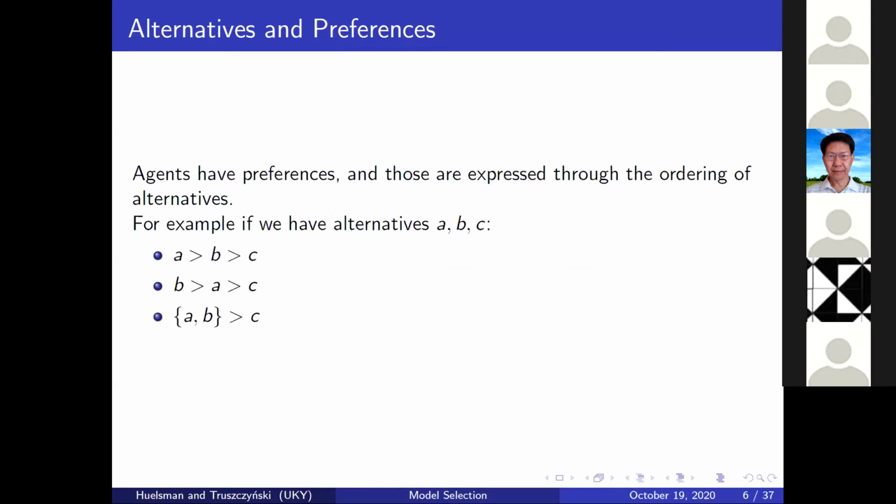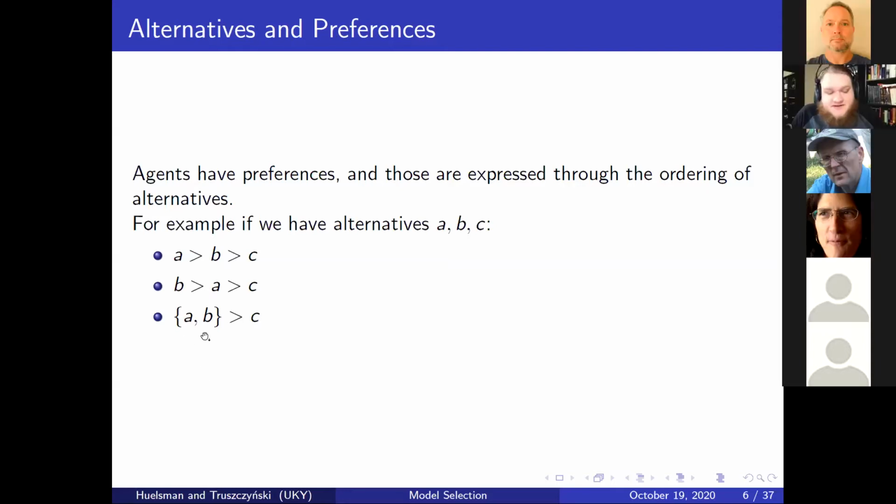As a general overview of alternatives and preferences: agents have preferences, and they're expressed as orderings over alternatives. Alternatives are just the different choices you can make. So if we had 3 alternatives, let's call them A, B, and C, we could have any of these different types of orderings. We could say A is the best, then B, then C, or we could do B, then A, then C. And we can even have equivalency. In this third example, A and B are equally preferred, but they're both preferred to C. In fact, we can even have an apples and oranges situation where we can't really compare things, where alternatives are incomparable.